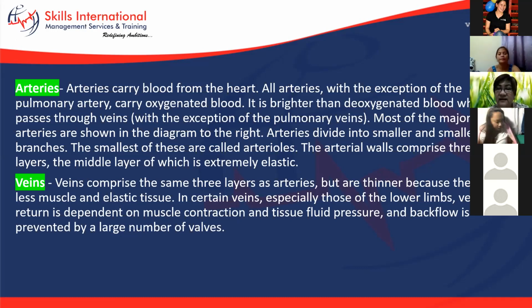Okay, it is brighter than the oxygenated blood which passes through veins with the exception of the pulmonary veins. Most of the major arteries are shown in the diagram at the right. Titingnan natin yon. Arteries divide into smaller and smaller branches. Yun yung maliliit na tinatawag natin. So it carries oxygenated blood. And the smallest of these are called arterioles. Okay, may arteries tayo, tapos yung mas maliit pa doon, it is called arterioles.